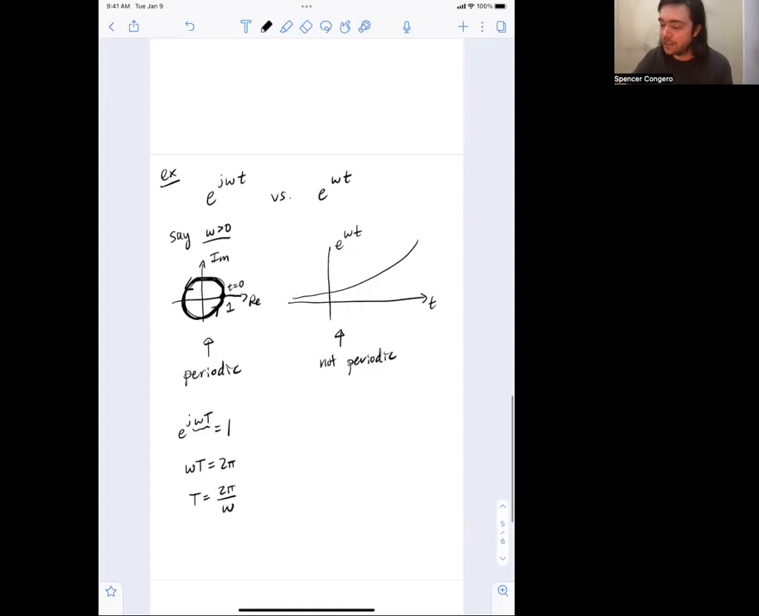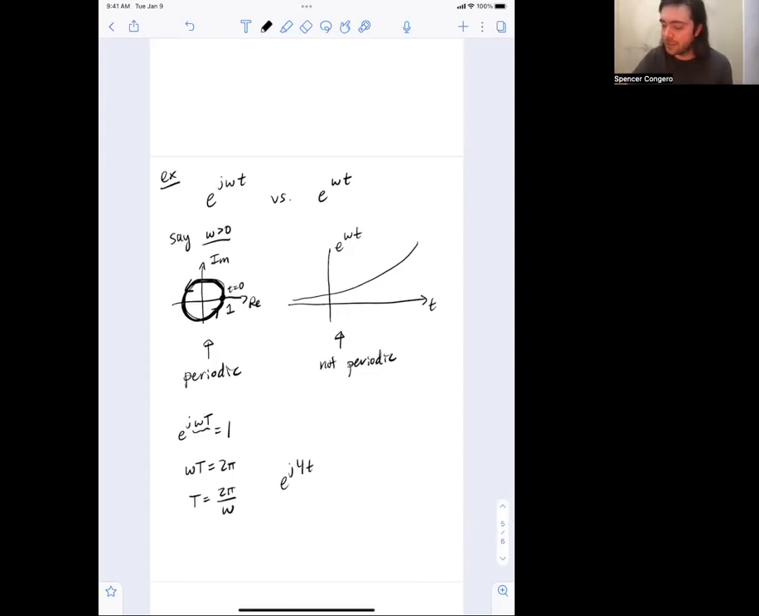So if you gave me e to the j 4t, what's the period of that? It's just 2 pi over 4, which is pi over 2. So you can easily calculate the period of different complex exponential functions, because that coefficient is going to be your fundamental frequency, just like for cosine and sine. And then you just do 2 pi over that. These complex exponential functions are going to play a huge role in this class going forward. We're going to be using them all the time, so I just want to make sure we're on the same page about exactly what's happening.